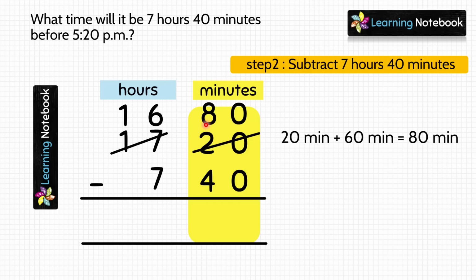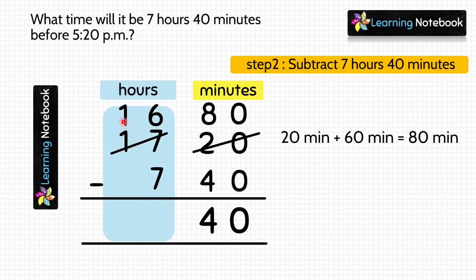Now 80 is greater than 40. So let's subtract them. 80 minus 40 equals 40. So we have subtracted the minutes column. Let's move to hours column. 16 minus 7 equals 9. So we have got the answer as 9 hours 40 minutes.